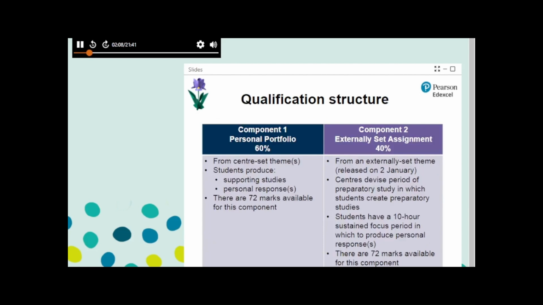Qualification structure. The GCSE comprises 2 components, personal portfolio and externally set assignment, ESA. The personal portfolio is worth 60% of the GCSE and the externally set assignment is worth 40% of the GCSE. There is a total of 72 marks available for each of the components.